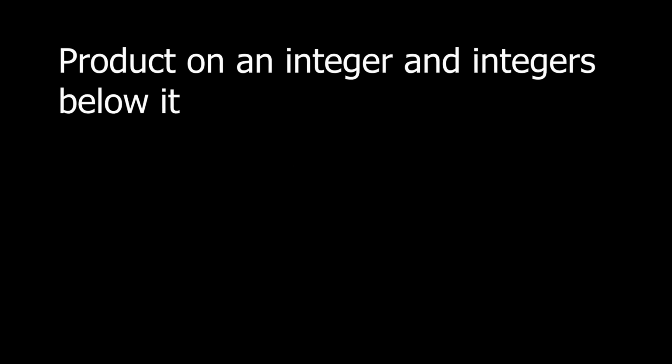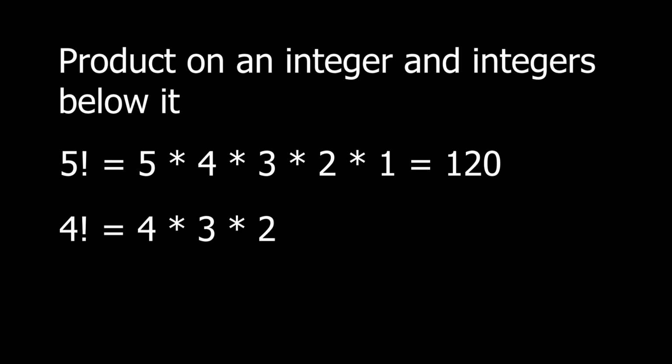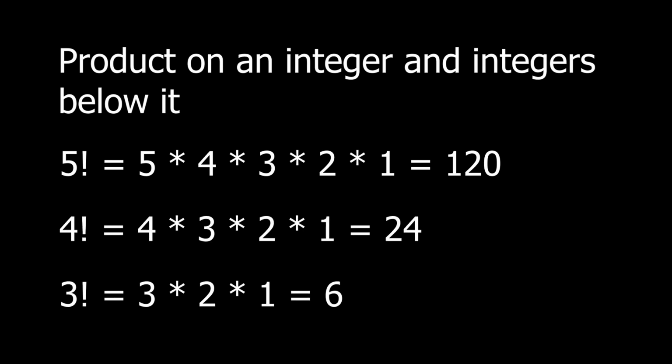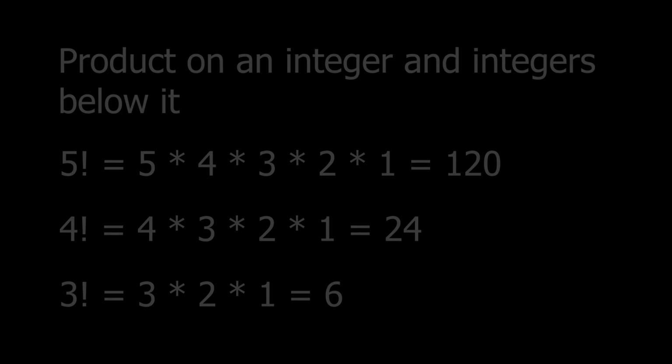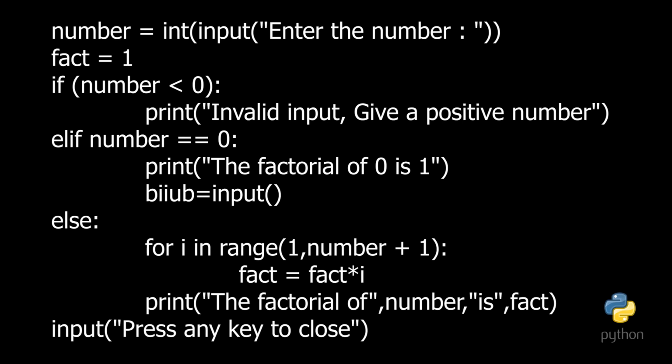Number 1. Finding factorial of a number. Factorial is the product of an integer and all the integers below it, as shown here. Type this script in your Python editor, then run it. Output of this program would give you the factorial. The link to download the source files are given in the description.